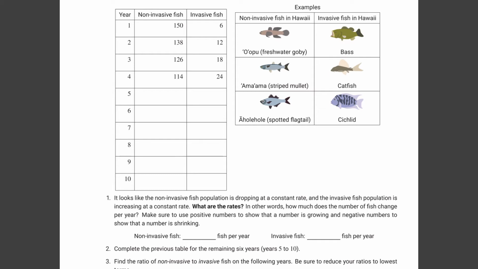The first part of this activity asks us to describe how the fish populations change over time. Once we have this rate, we can fill out the remaining values in the table. Please pause the video to find the rates and then fill out the table.